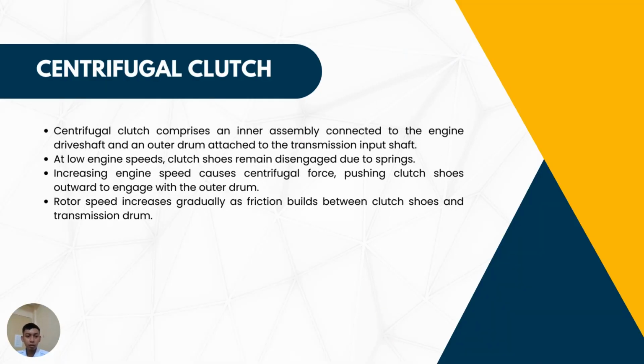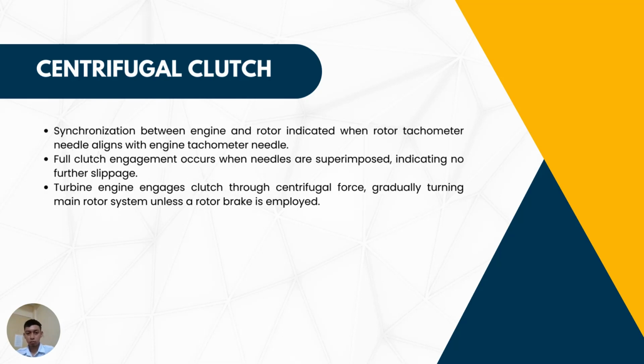For the centrifugal clutch, this clutch comprises an inner assembly connected to the engine drive shafts and an outer drum attached to the transmission input shaft. At low engine speeds, the clutch shoes remain disengaged due to the springs. Increasing the engine speed causes centrifugal force, pushing clutch shoes outward to engage with the outer drum. The rotor speed increases gradually as friction builds between the clutch shoes and transmission drum.